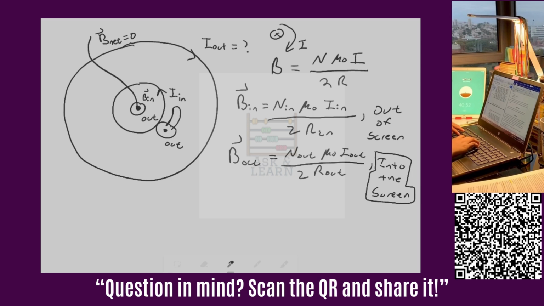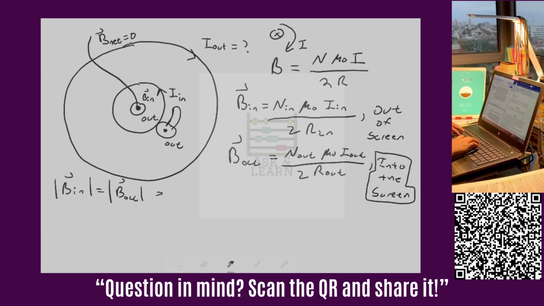Now we need to figure out what that outer loop current needs to be in order to create such a magnetic field that cancels, so that these two magnetic fields created by each of these loops cancel at the center. So that means that the magnitudes of these magnetic fields have to be equal. So we're going to say the magnitude of the inner loop magnetic field must be equal to the magnitude of the outer loop magnetic field. And when we do that, what do we get?